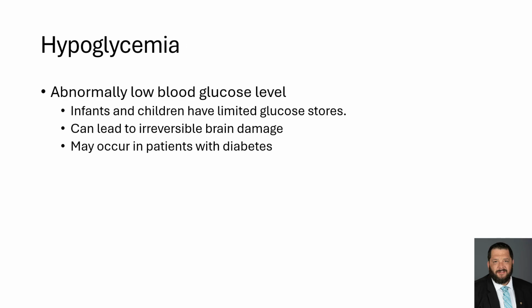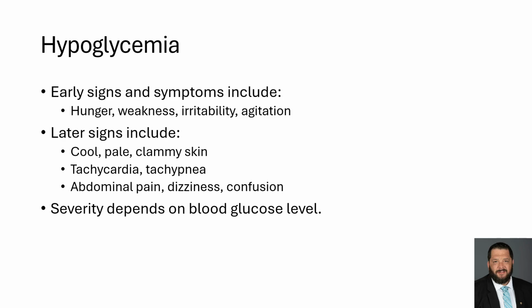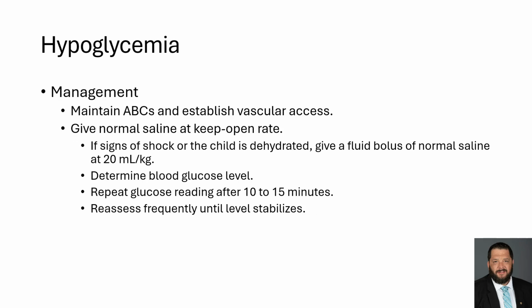Hypoglycemia. This is common across all age ranges, but in pediatric patients, assessment and treatment is the same. Assess the blood glucose levels. Remember that infants and children don't have the capacity to store glucose as well as adults, so they're more susceptible to hypoglycemia, and this can lead to irreversible brain damage. Assess and treat accordingly. Look for early signs, things like irritation, agitation. Later signs can include cool, pale, and clammy skin, tachycardia, tachypnea, abdominal pain, dizziness. Severity is going to depend on blood glucose levels.